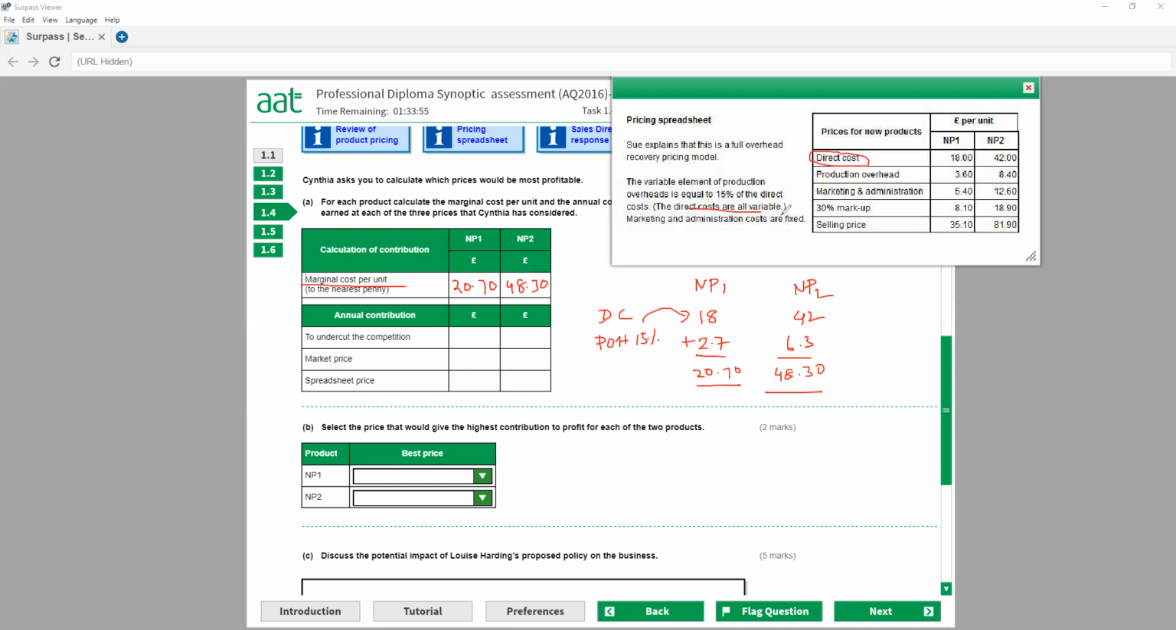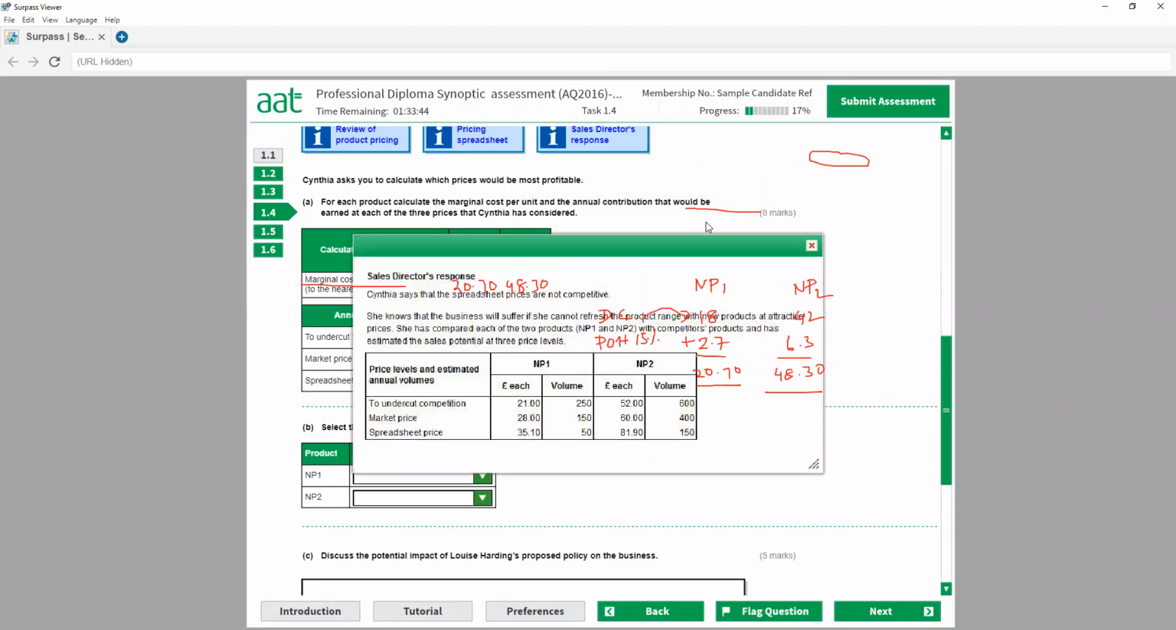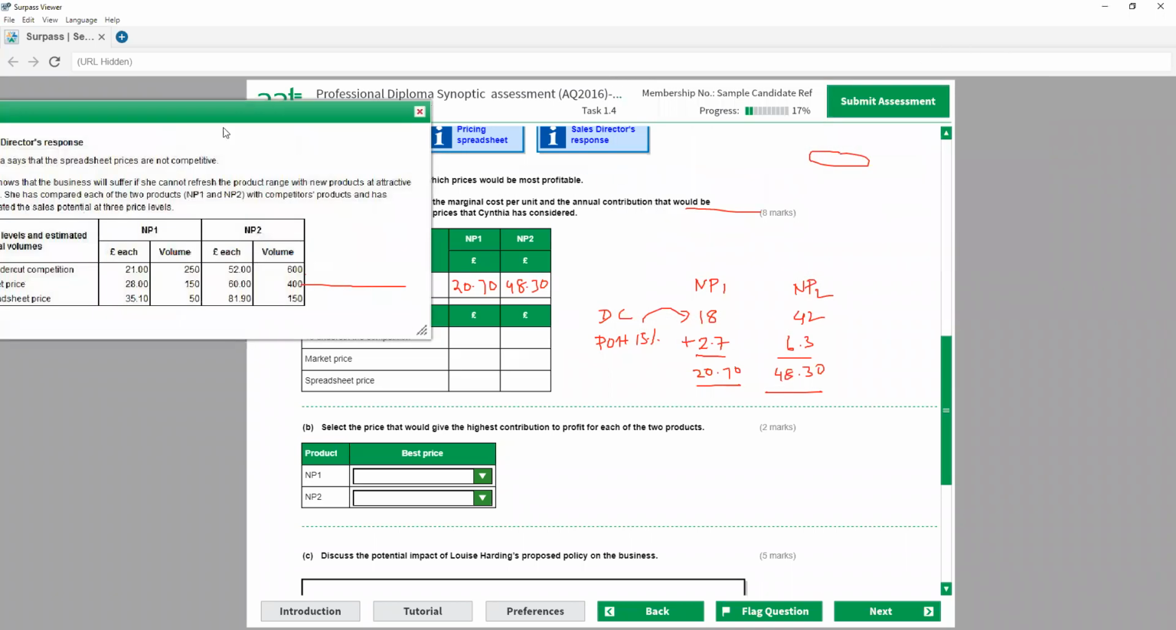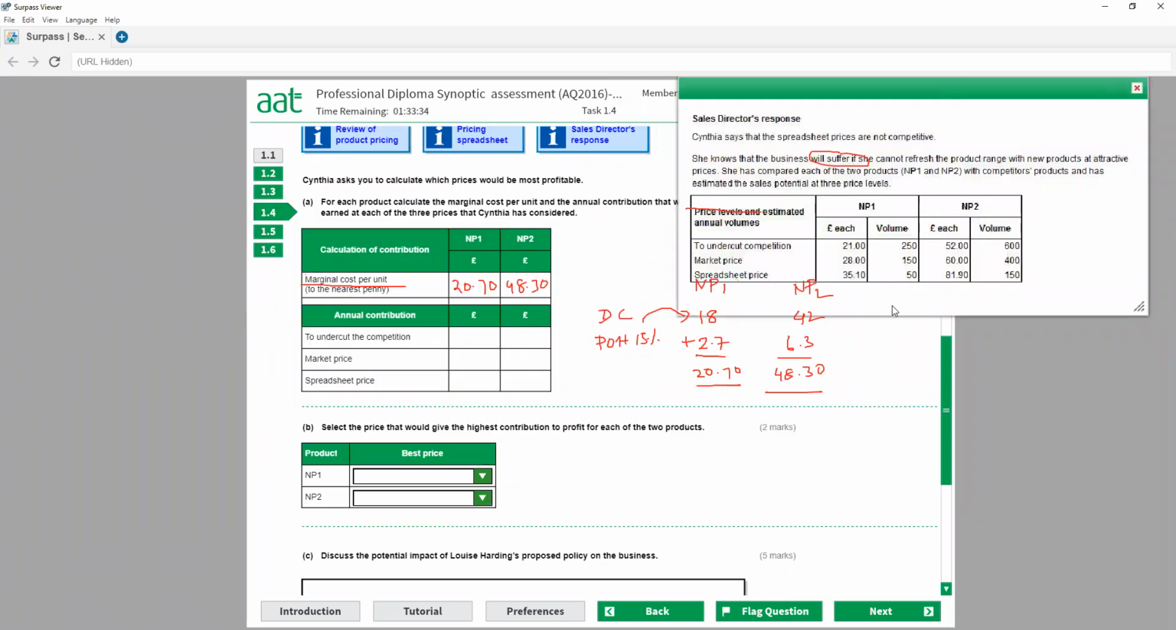We have three price ranges on the spreadsheet. So let's have a look at what the three price ranges are. Let's open this one. On the sales director response, they said we can only sell up to 150. So they're asking for each of them: undercut the competition, the market price, and the spreadsheet price, and the total contribution. So let's find the contribution per unit first.